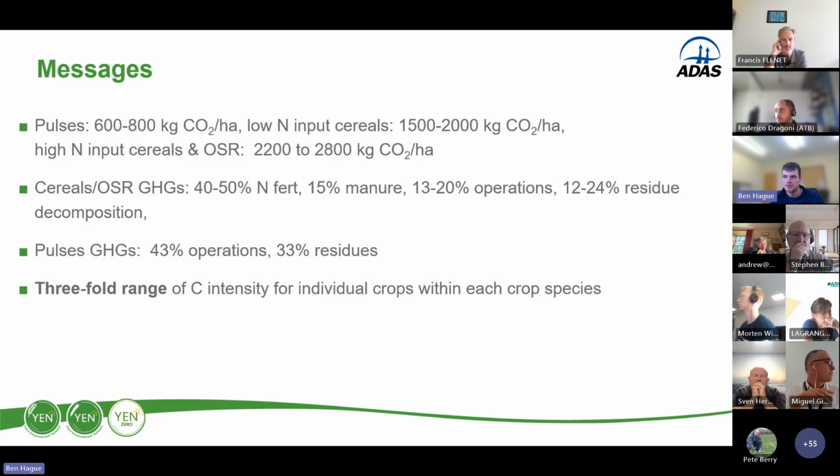And then for pulses, most of the carbon cost comes from the operations, so this is 43%. And then secondly, 33% from crop residues. And lastly, it's worth noting that we can see a threefold range of carbon intensity for individual crops within each crop species. So this suggests that there is quite a large scope to reduce emissions depending on how we manage our crops.